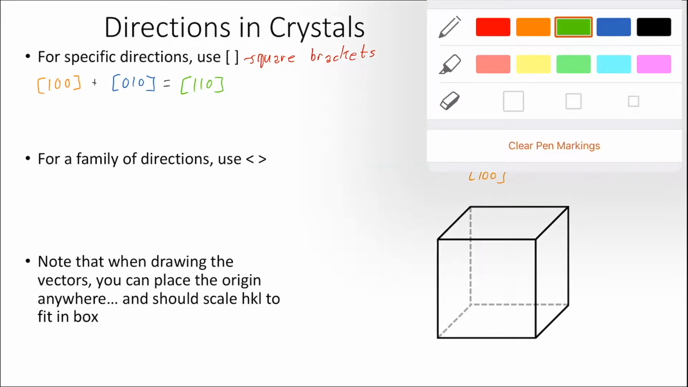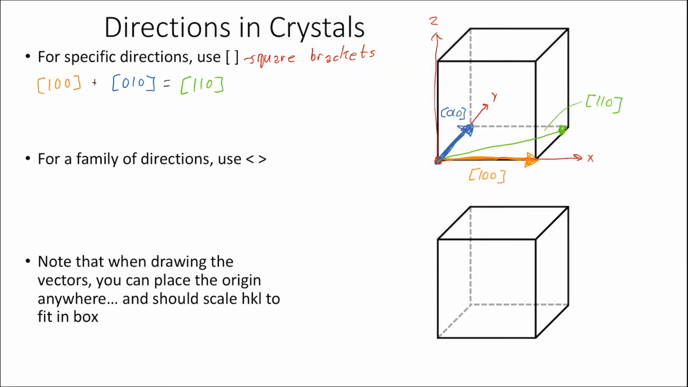Now, in general, if we want to talk about a class of directions, we use what's called the family of directions. These are denoted by angle brackets here. As an example, the family of directions of 1, 0, 0. First of all, think about how many directions there are here. I'm going to take a moment to pause the video and think about how many unique directions are in the 1, 0, 0 family. Pause it for 30 seconds, work through it, and then come back.